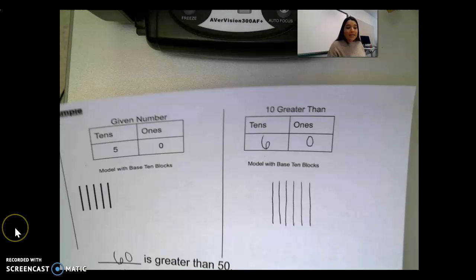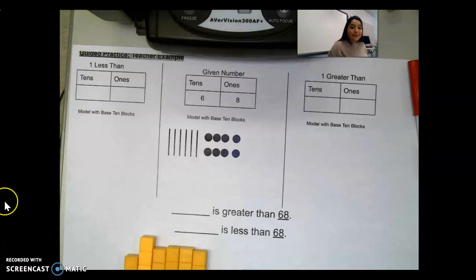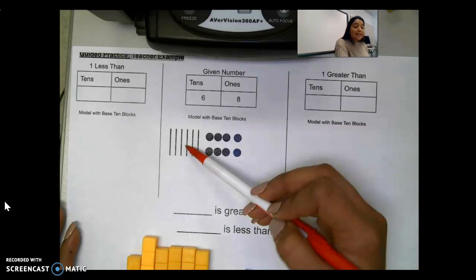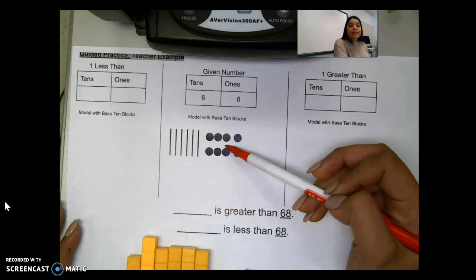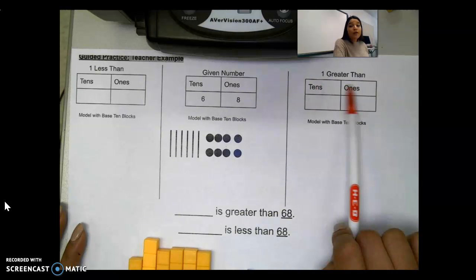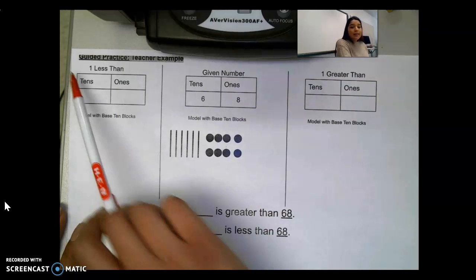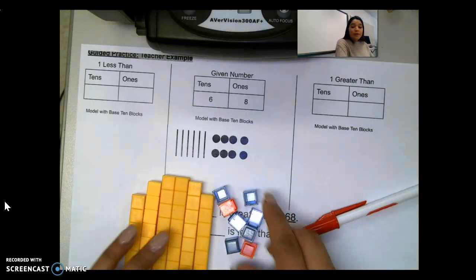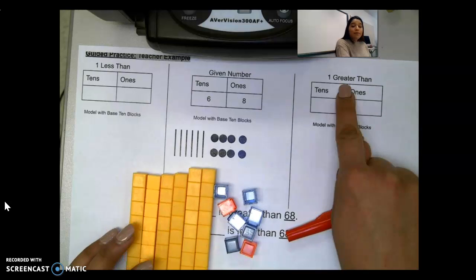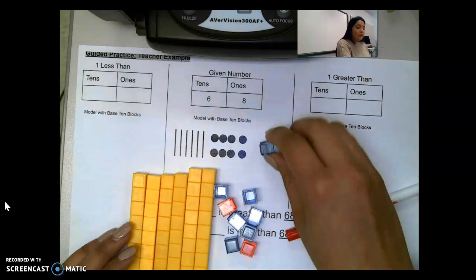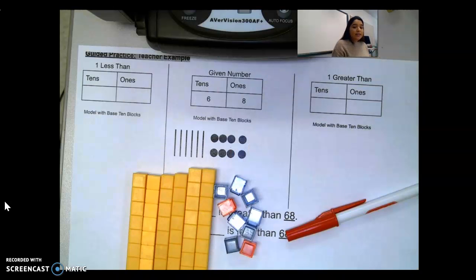Awesome. Now let's look at another number. Let's look at this number, 68. So we have 6 tens and 8 ones. And we want to generate a number that is 1 more, 1 greater than, and 1 less. So let's get our base 10 blocks. And what we're going to do for 1 more, 1 greater than, is we're just going to add a 1s. So we're going to add a 1s.